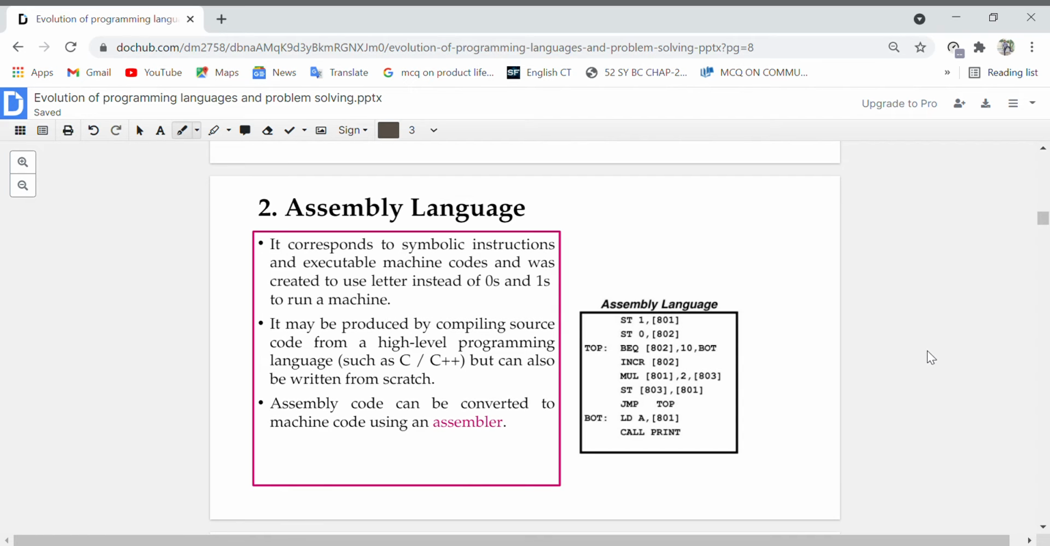So assembly language is what? Assembly language is for symbolic instructions and executable codes, and it uses letters instead of the zeros and ones, that is the binary data. And how are these produced? These are produced by compiling source code with the help of high level programming language. And here assembly code is converted to machine code with the help of an assembler. So these three things you need to learn in assembly language. You can also take a screenshot, or the video is available on YouTube. You can watch it anytime you want.